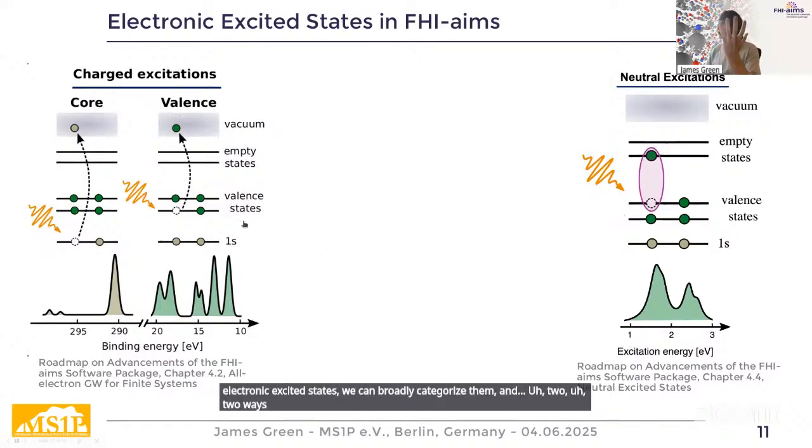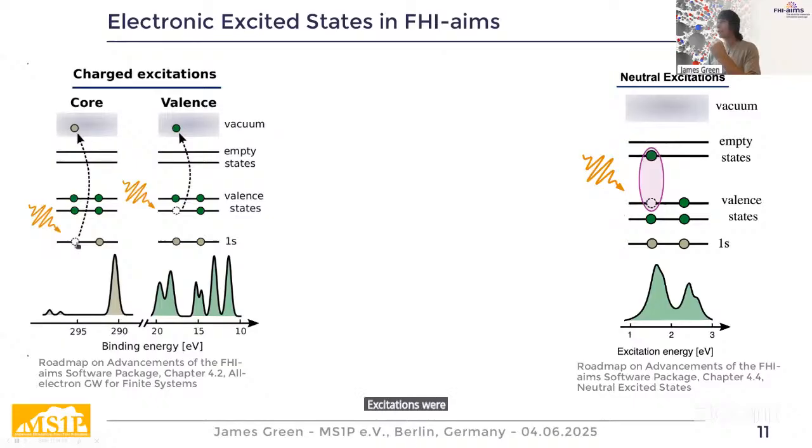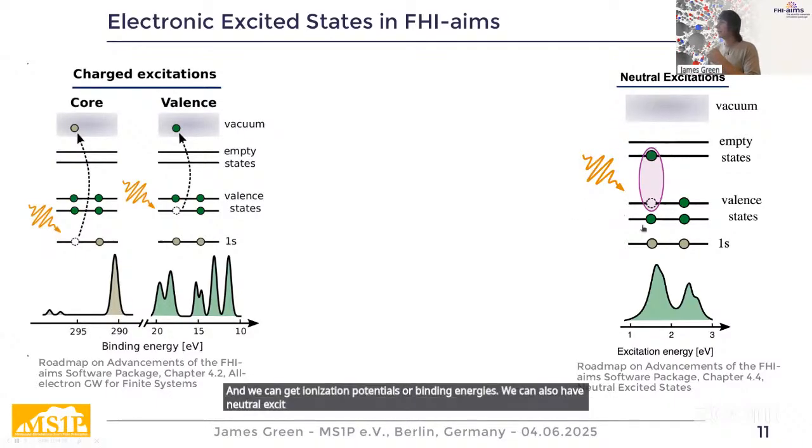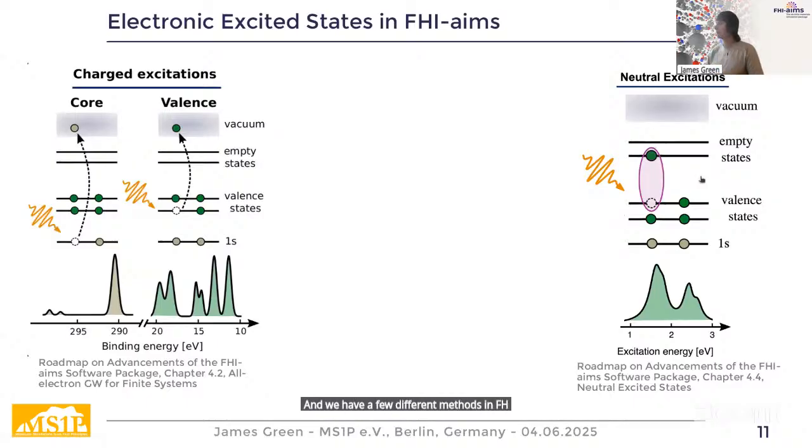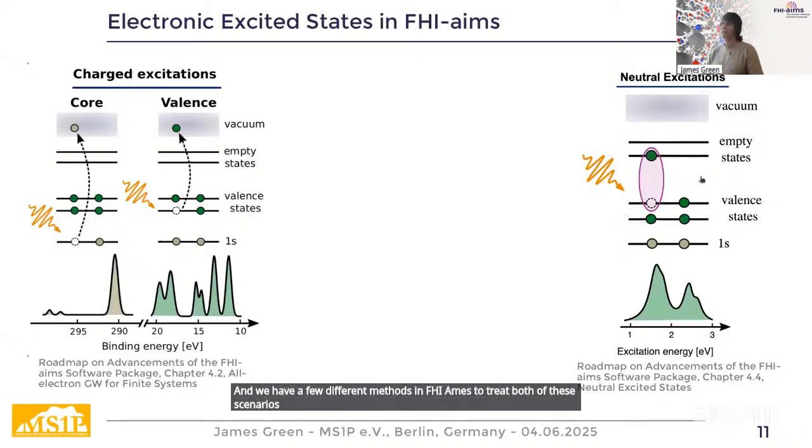So we have charged excitations, where an electron can go from a core or valence state to the vacuum, and we can get ionization potentials or binding energies. And we can also have neutral excitations, where we promote an electron from a valence state to an empty state. And we have a few different methods in FHI-aims to treat both of these scenarios.